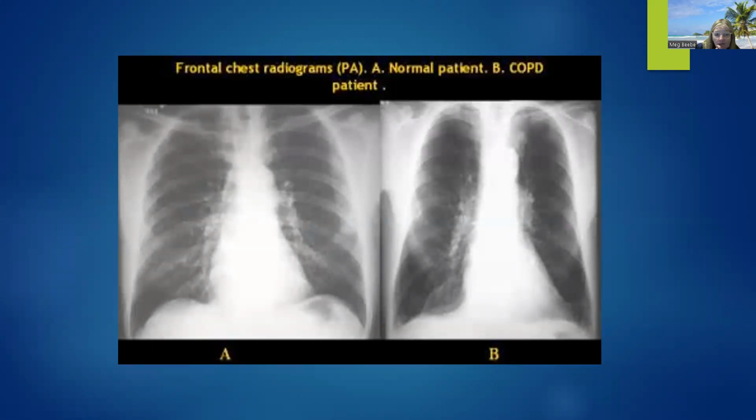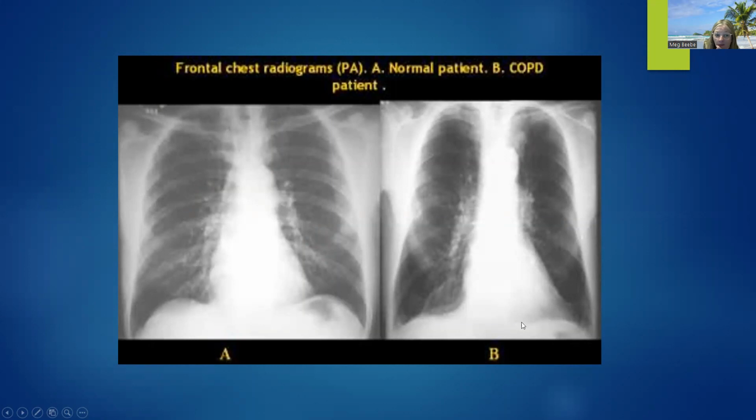So each hemidiaphragm should appear, when you're looking at the normal one, as a smooth, domed contour. The right hemidiaphragm is usually a little bit taller because it's located over the liver itself. And then on the left, you've got the spleen and stomach.